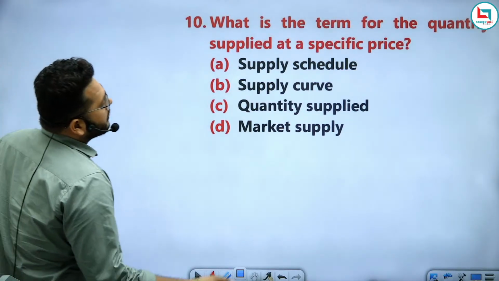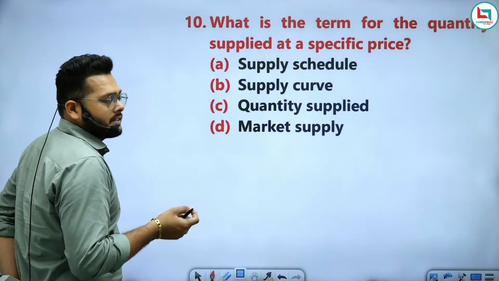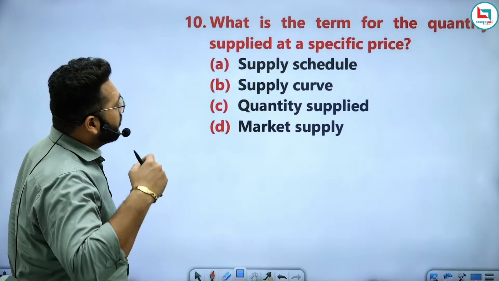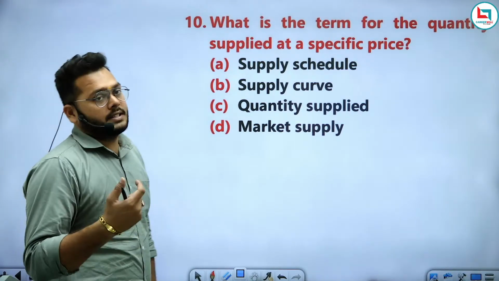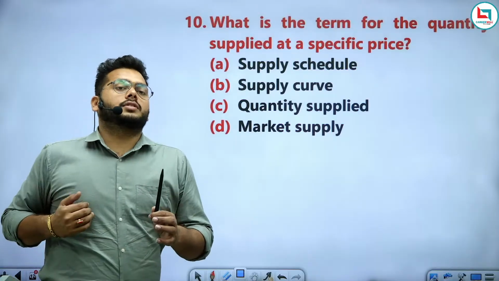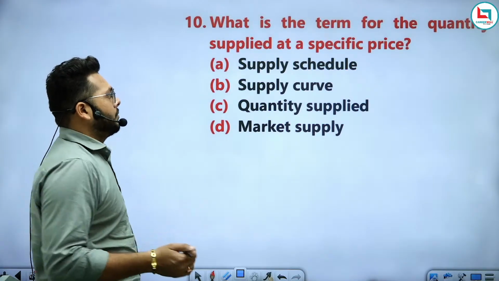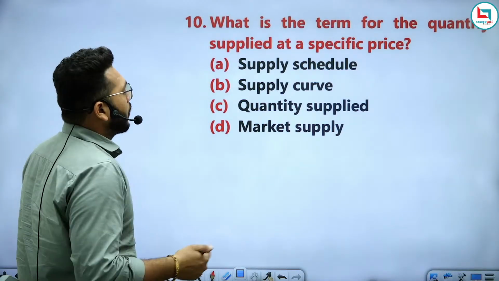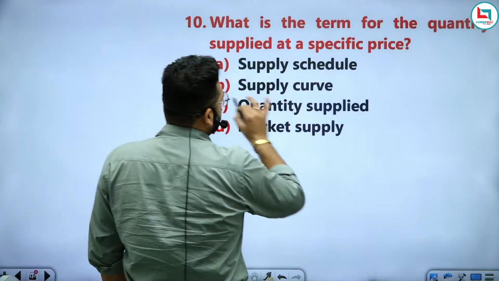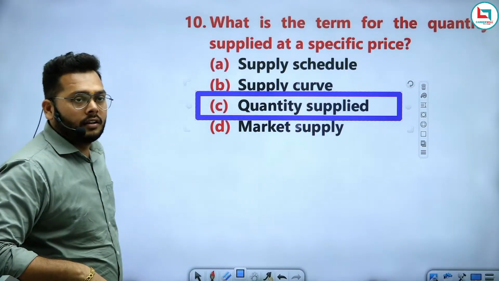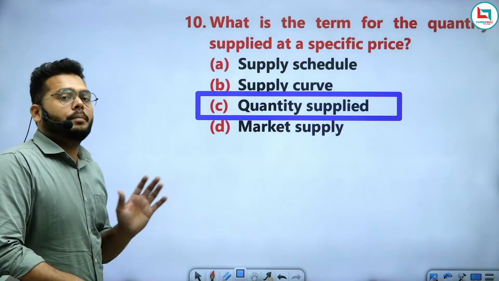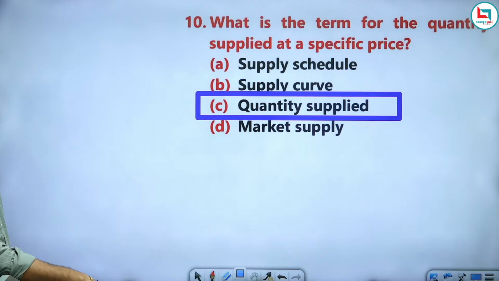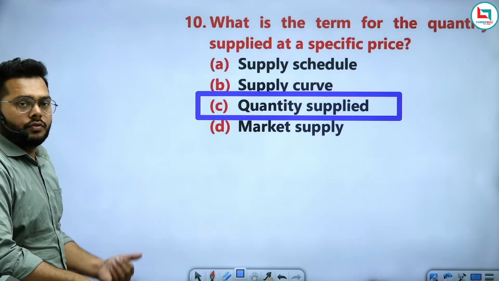Next, what is the term for the quantity supplied at a specific price? If at a specific price a producer is supplying any commodity, what is that term? Supply schedule, supply curve, quantity supplied, or market supply? As we all know, the term used is quantity supplied, right? This is what we discussed in the previous class. Now we'll start with new questions. Am I clear to everyone? Should we move to another question?